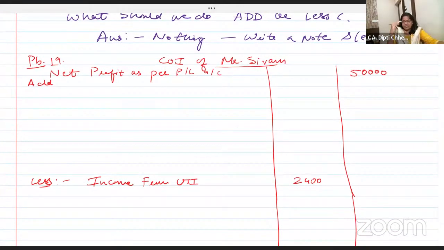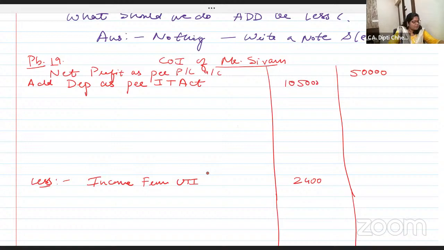So scratch it. If you scratch, reduce the expense, what's the impact on profit? Increase. So depreciation as per Income Tax Act. What you should do? Depreciation as per Income Tax Act, 1,05,000. Add back.